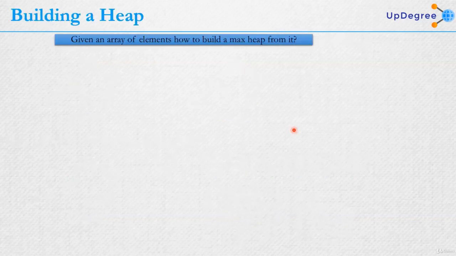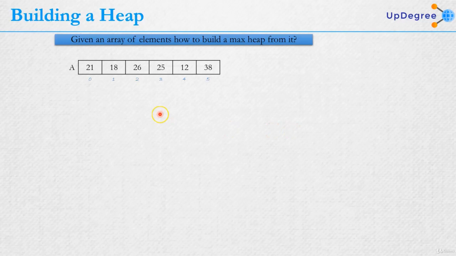Firstly, let's understand how we can build a heap given an array of elements. Suppose we are given an array A with these elements: 21, 18, 26, 25, 12 and 38. If you represent this array in a tree form, 21 will go at the root, 18 will be the left child of 21, 26 will be the right child of 21, and so on. This is not a max heap, right? Because 21 is not greater than its children.